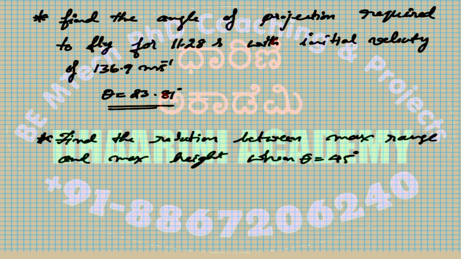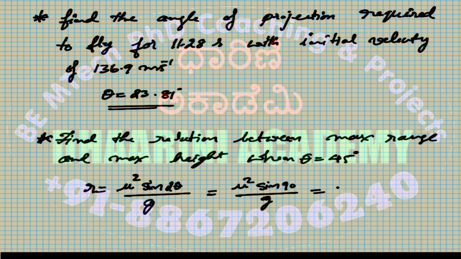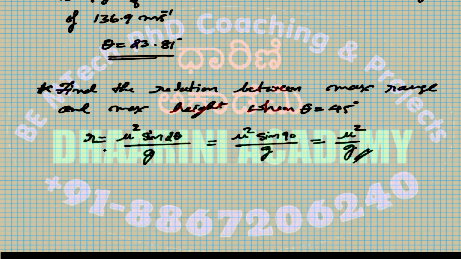Right, so we need to write first the equation for R, right? What is the equation for R? In order to find the range of a projectile, R is equal to u square sine 2 theta divided by g. But theta is given as 45, so this becomes u square sine 2 into 45, that is 90, divided by g. So this is simply u squared by g. Okay, this is the maximum range. Similarly, they are asking maximum height. So I can denote this as R max.